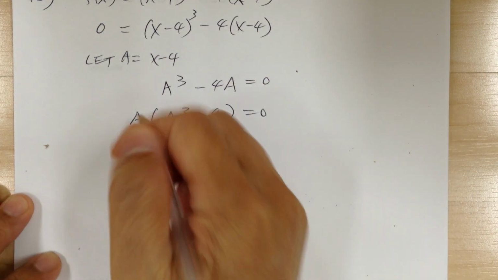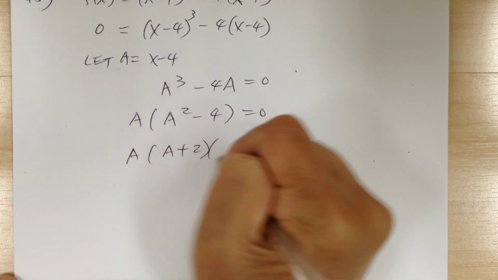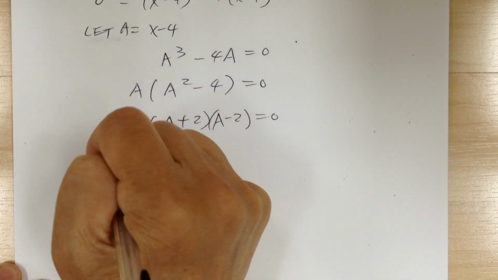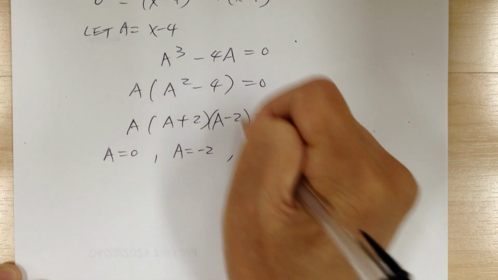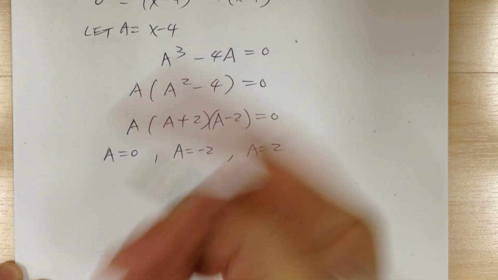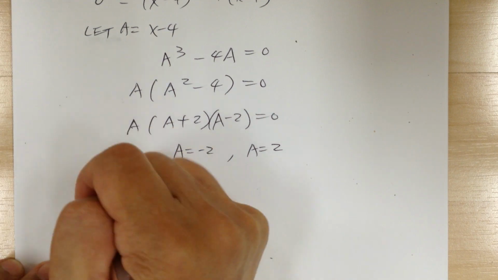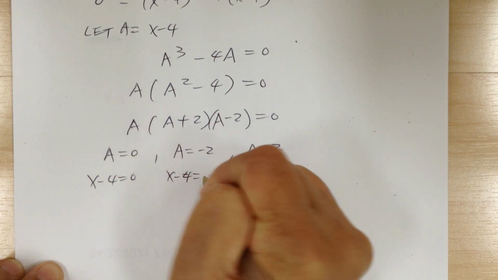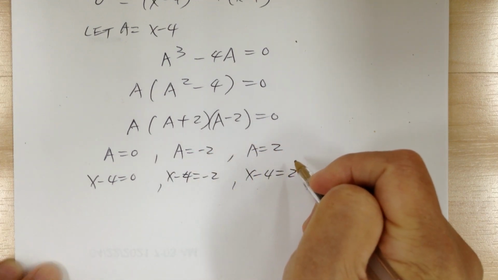And then from here, you can go ahead and factor, so it'd be a plus 2, a minus 2 equal to 0. So from here, you're going to get a equal to 0. From here, you're going to get a equal to negative 2. From here, you're going to get a equal to 2. Okay? Now from here, you substitute it back. So substitute this back in here, so you're going to get x minus 4 equal to 0, x minus 4 equal to negative 2, x minus 4 equal to 2.